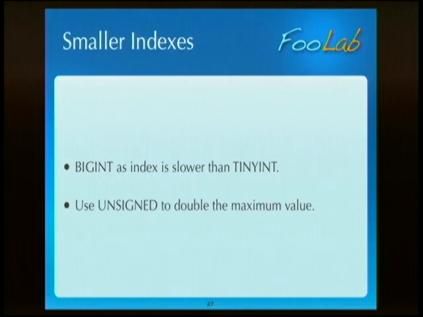So some more tips: you can use smaller indexes. Big int is slower than tiny int. Also use unsigned, because you can double how many numbers you can squeeze out of a tiny int, for example. When it's signed, you use the negative numbers, but your index is probably not negative. So user ID probably starts at 1, so you don't need anything below 0. So you just make it unsigned and you can squeeze a lot out of it.